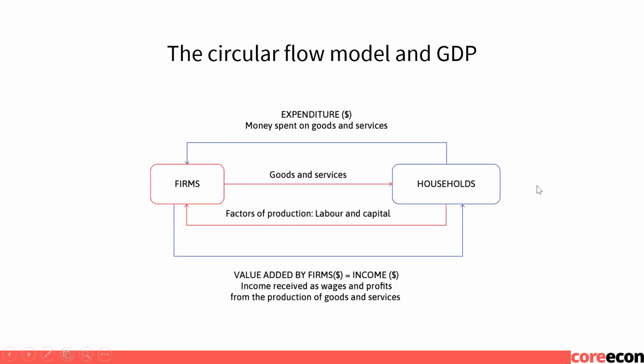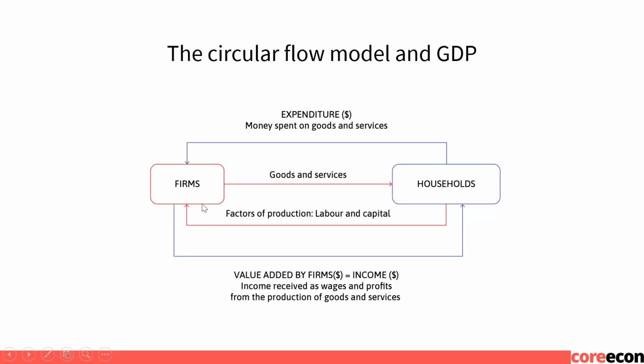And if you again try to look into the relationship between the households and firms, always keep in mind firms provide goods and services to households. Households give back money in the form of expenditure. So for goods and services, they spend money to firms. Households also supply labor and capital to firms, right? So whatever capital they have, they may lend. Whatever labor they have, they may lend.